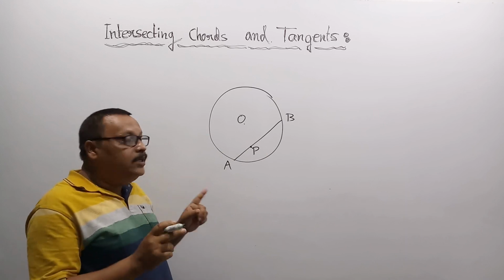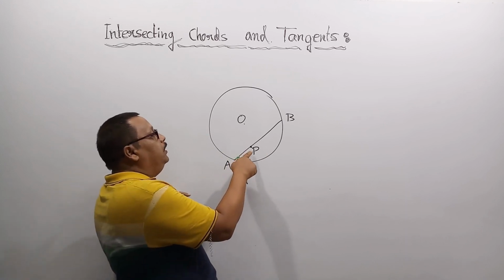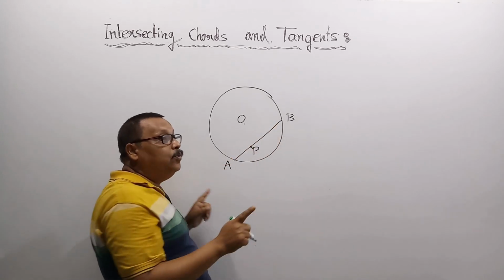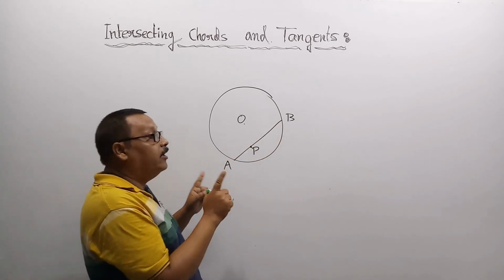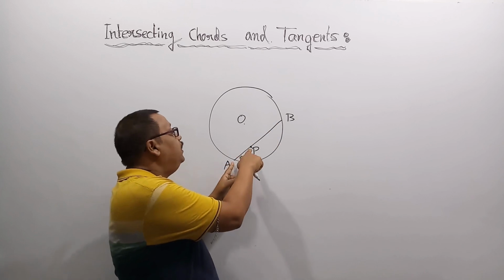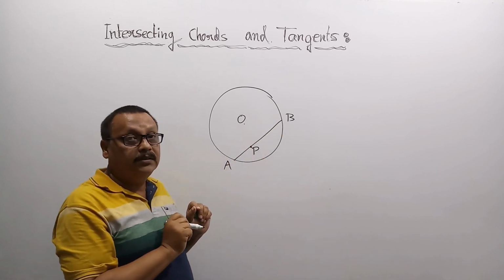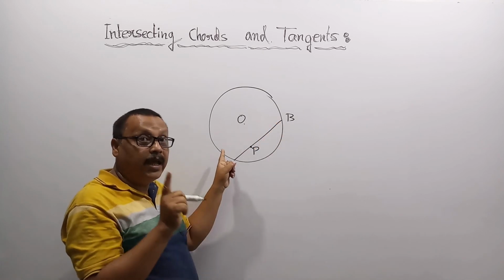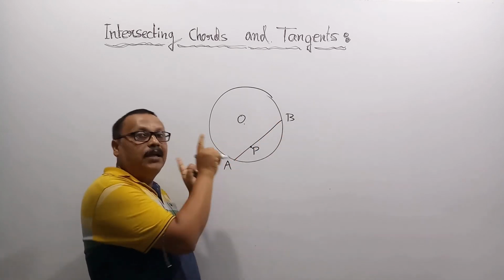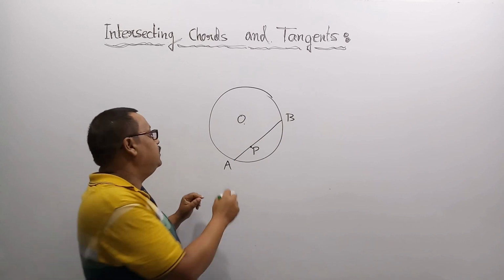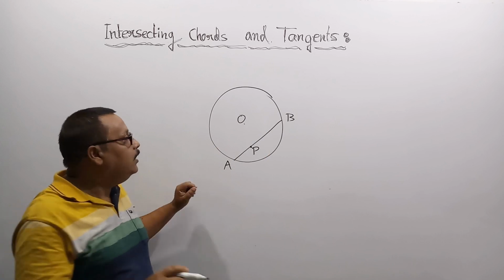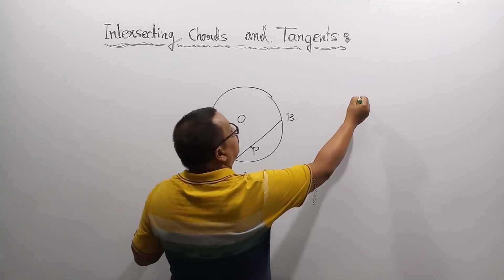So we will tell the point P is dividing the chord into two line segments. What is that? One is AP and one is PB. Of course, P is dividing the chord, which is a line segment, internally into the two line segments. One is AP and another is PB. Okay? Consider another circle.